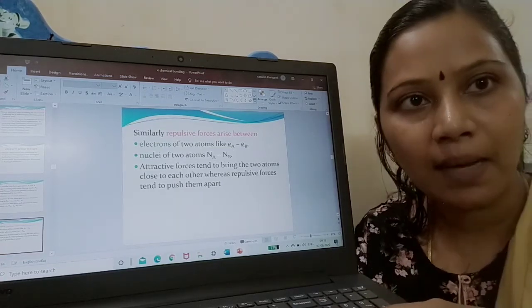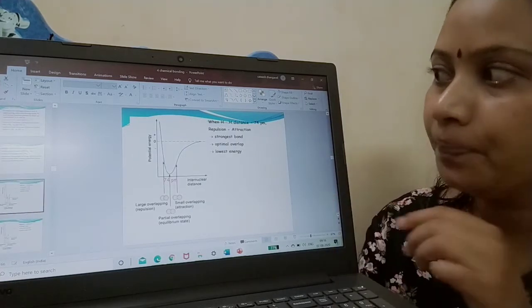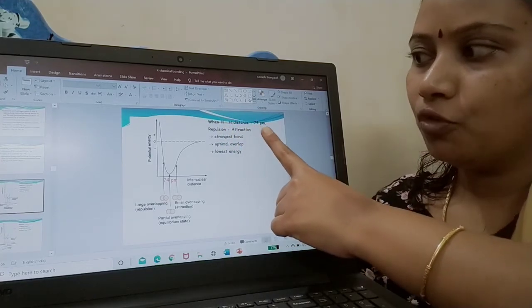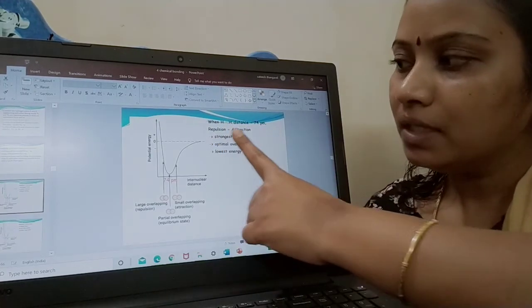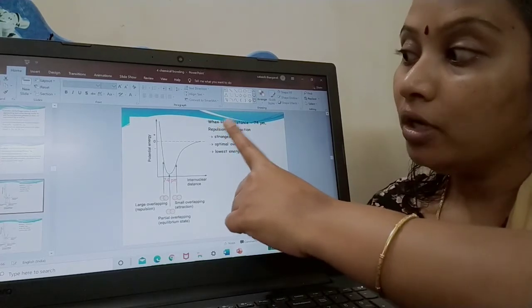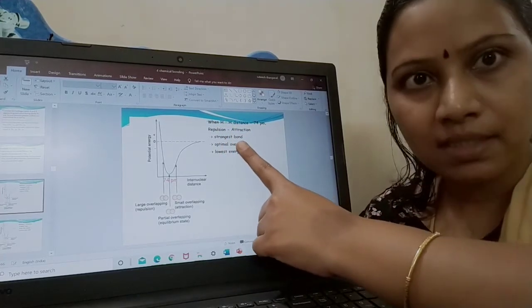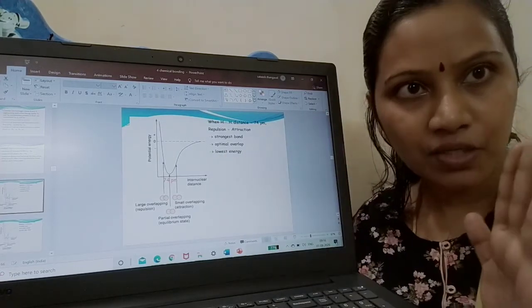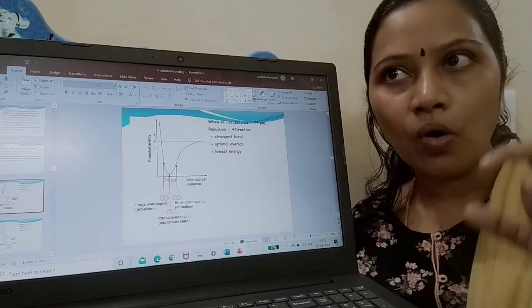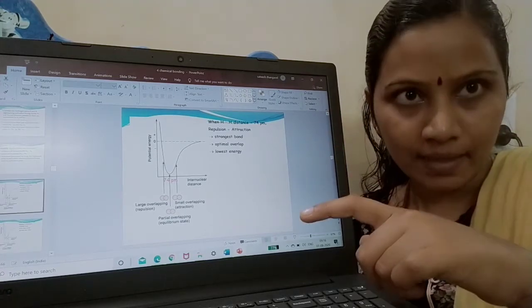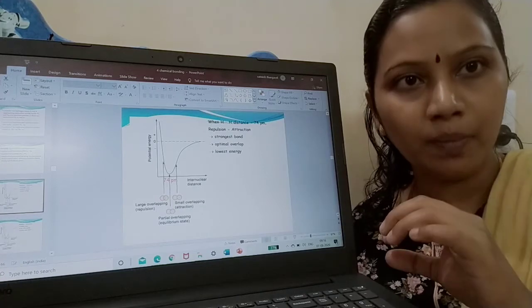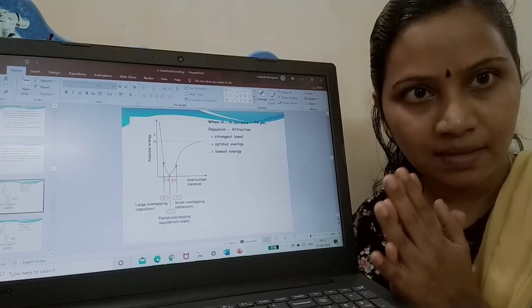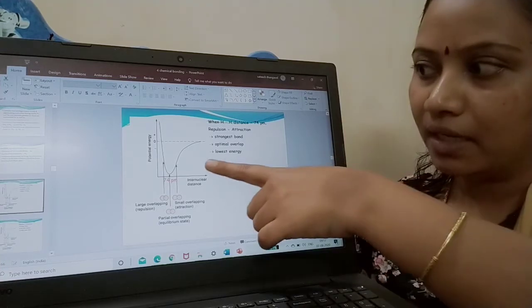Now, when attraction happens and when repulsion happens, this is a flowchart. When the distance between two hydrogen atoms is 74 picometer, repulsion is equal to attraction. The bond between the two hydrogen atoms is strongest, their overlapping is optimal, and they have the lowest energy. Clear, children? When the bond length is 74 picometer, the attractive force equals the repulsive force, optimal overlapping happens, and the energy will be lower.